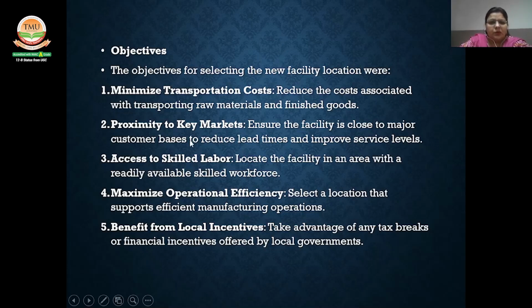Second thing is proximity to key markets. Okay, the market should also be available. Ensure the facility is close to the major customer base to reduce lead times and improve service level. Third one is access to skilled labor. So the location should be such that skilled labor is also available. Locate the facility in an area with a readily available skilled workforce.